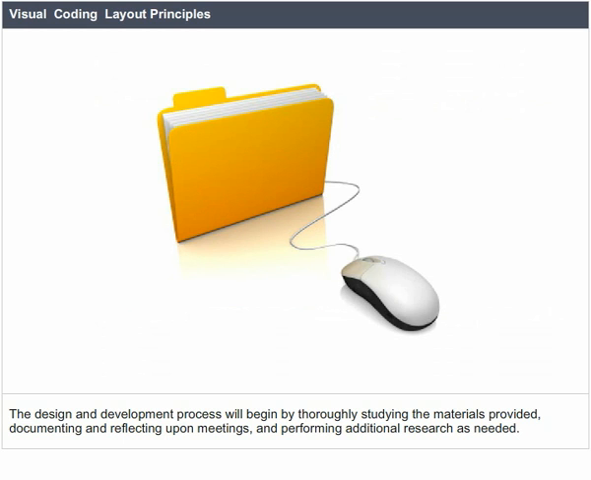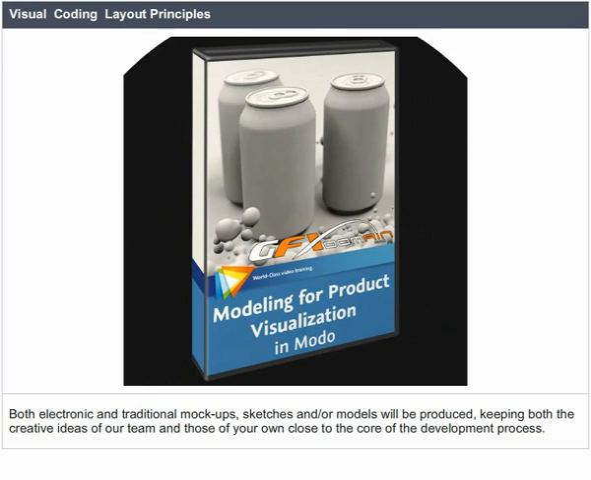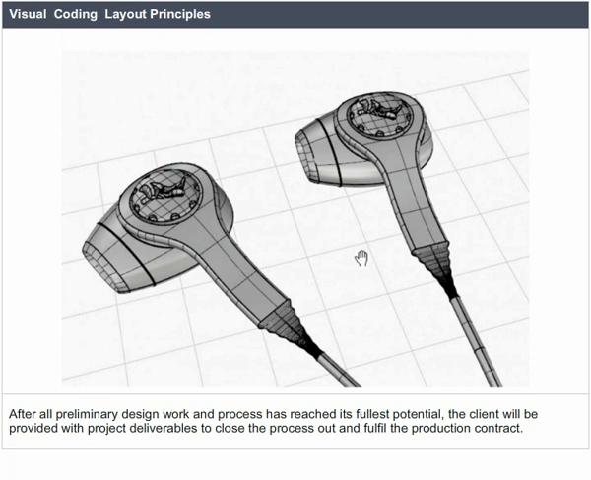Both electronic and traditional mockups, sketches, and/or models will be produced, keeping both the creative ideas of a team and those of your own close to the core of the development process. After all preliminary design work in process has reached its fullest potential, the client will be provided with project deliverables to close the process out and fulfill the production contract. Publishing, maintenance, and hosting of the web systems can be performed with an appropriate contract.